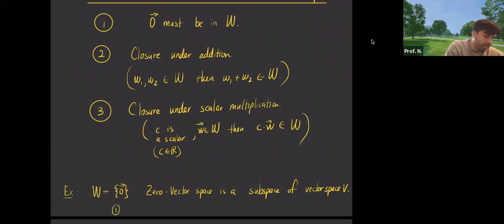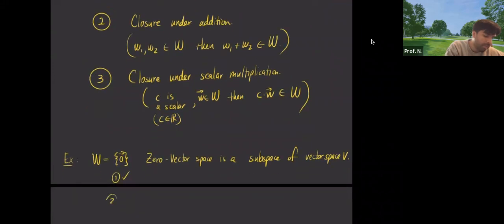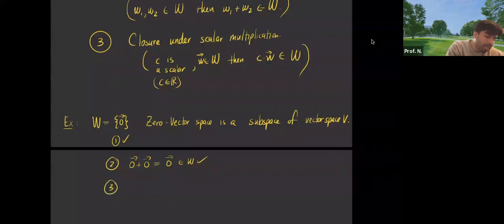So condition one holds. How about condition two? What if I take two things in W, but the only two things in W are what? Zero, and if you add it to zero, what do you get? You get zero. Is zero in W? Of course it is, because that's the only thing that is contained in W. And then the last one is if you take a scalar and you multiply it by zero, we just showed that if you multiply this by zero, what's the result? Well, C times zero will always give me zero. Is zero in W? Of course it is.